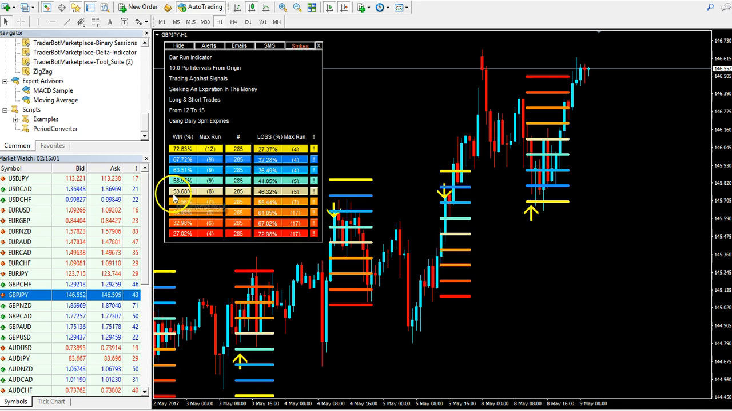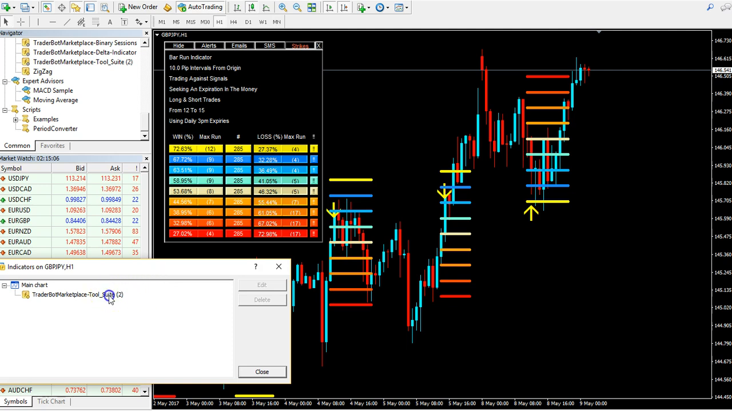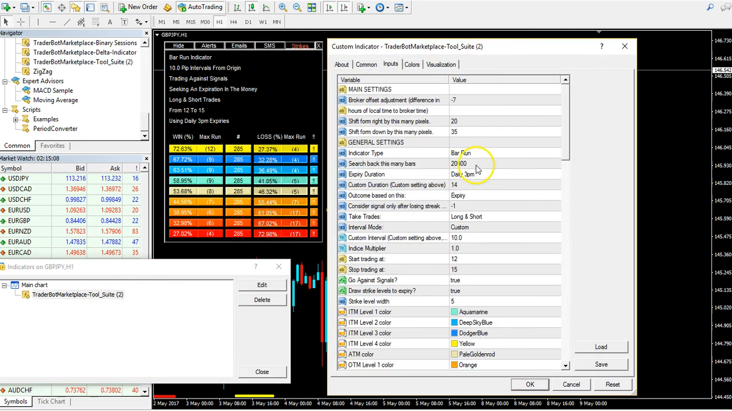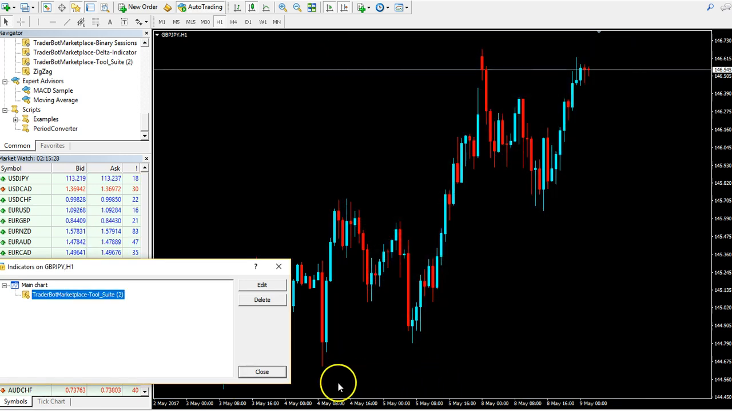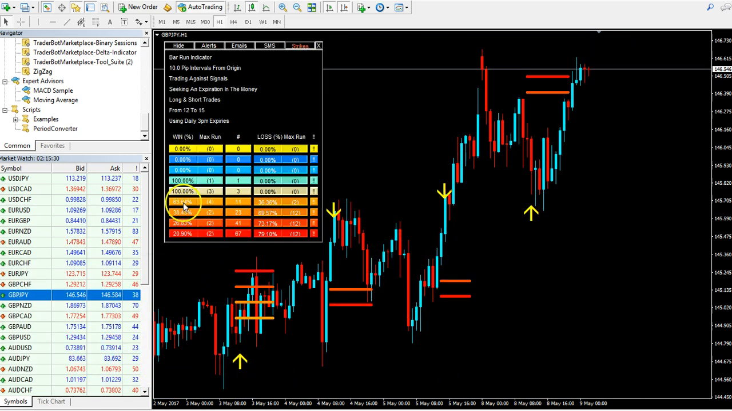However, I want to try to up my ATM win rate. That's a little thing in here. Let me find it. Right here. Consider signal only after a losing streak. Now, if we know that they have losing streaks, we know the maximum losing streak out of 285 trades has been 5. If we were to put the number 5 in there and click OK, we're going to see a 100% win rate, but it's only had 3 trades.